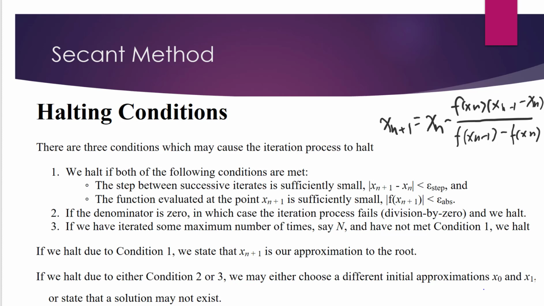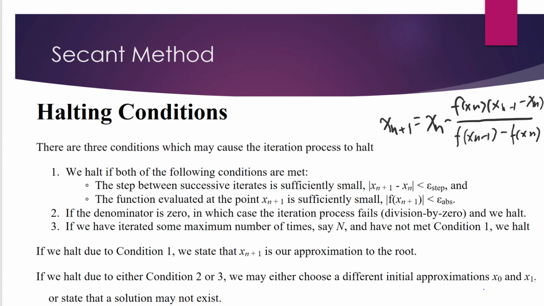If it doesn't converge within this number of iterations, then we assume that this process will not converge, and then we stop the iteration. We either change to a different initial approximation of the root, or we change to another method. All right, so if we halt due to condition 1, we state that x_{n+1} is our approximation to the root.